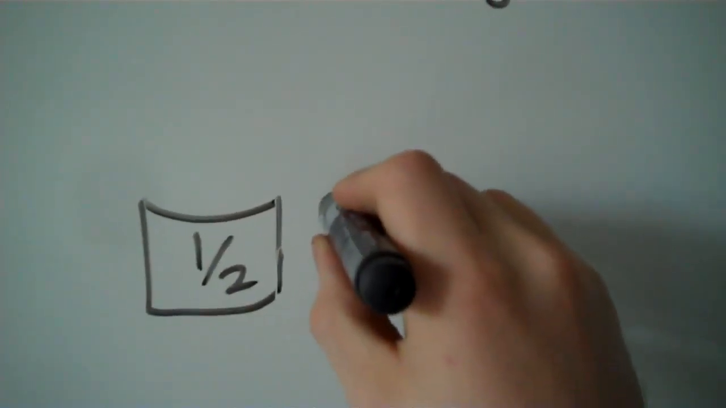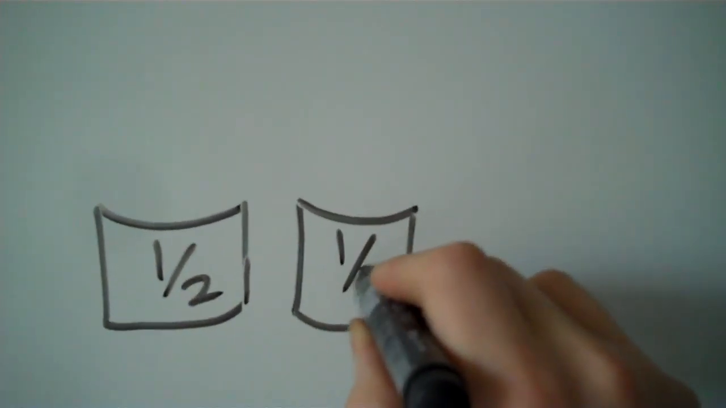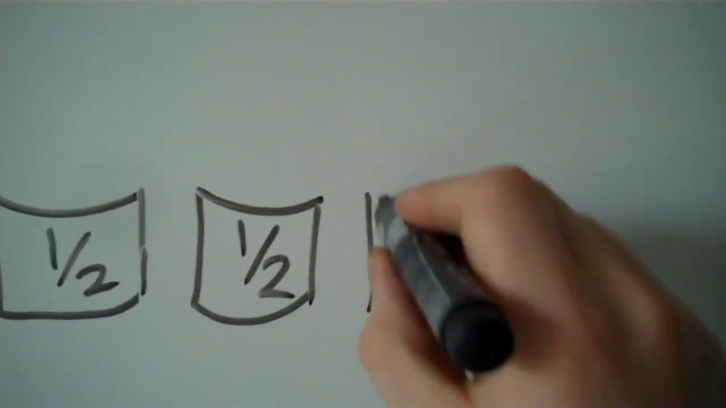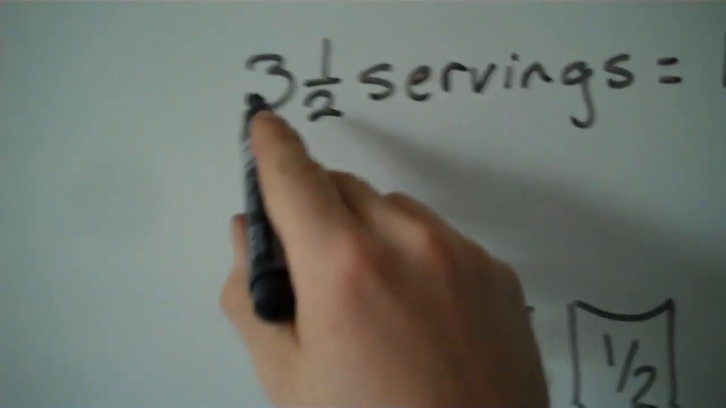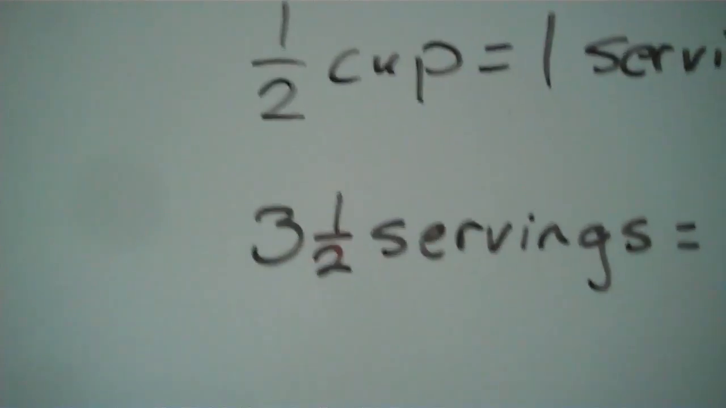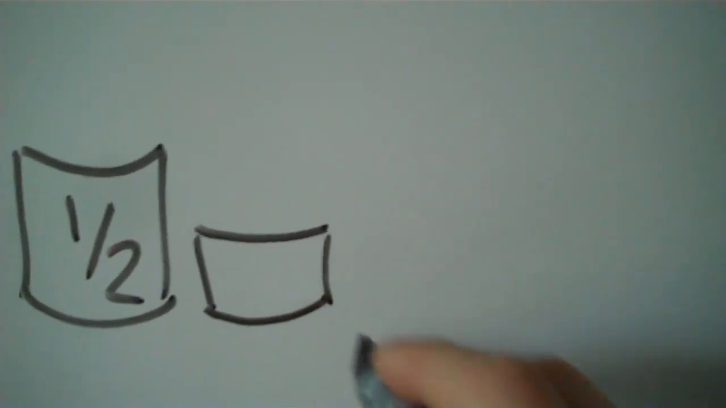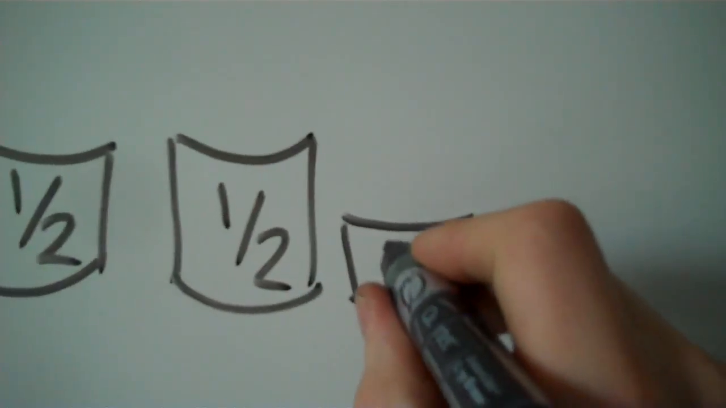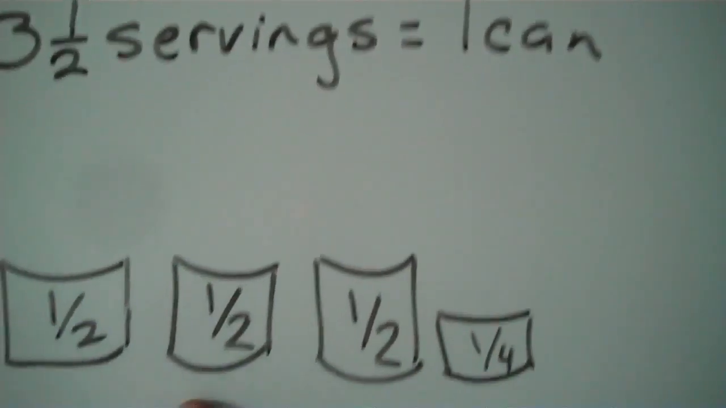Here we go. Now if we have another serving, that's like another 1/2 of a cup. Now if I have a third serving, that's like another 1/2 of a cup. So look, I have 3 full servings. Each of them is 1/2 of a cup. I also need another 1/2 a serving. So that means that right here, I make a smaller one. And 1/2 of 1/2 is 1/4. So I could add up 1/2 plus 1/2 plus 1/2 plus 1/4 to get my answer.